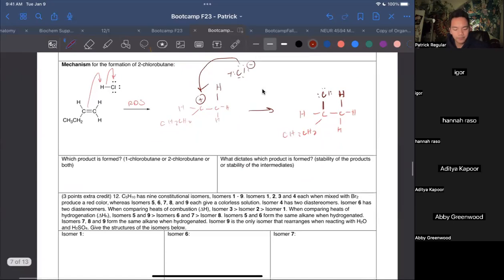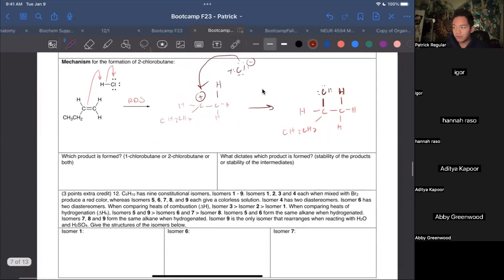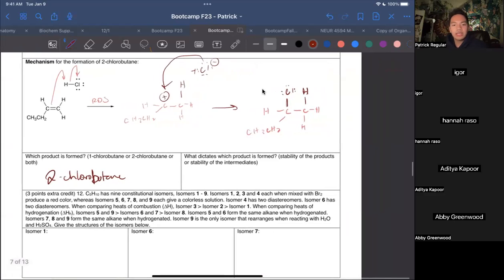There you go. Which product is formed? Product 2-chlorobutane is formed because of the more stable carbocation. Secondary carbocation versus primary. Secondary is formed. What dictates the product that is formed? Stability of the intermediate. There you go. Because again, your carbocation is the intermediate.